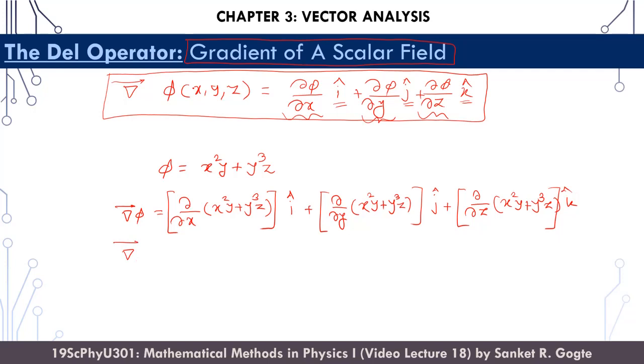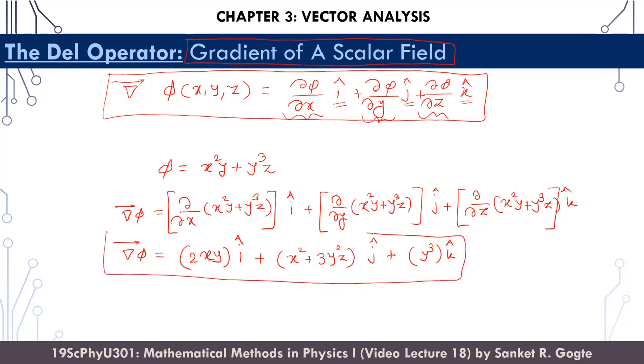So del of phi, or this gradient, is equal to 2xy into i plus x square plus 3y square z into j plus y cube into k. Clearly this del phi, which is the gradient of the scalar field phi, is a vector field where these three are the x, y and z component of that vector field.